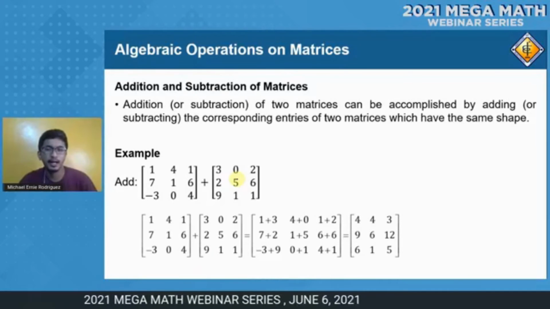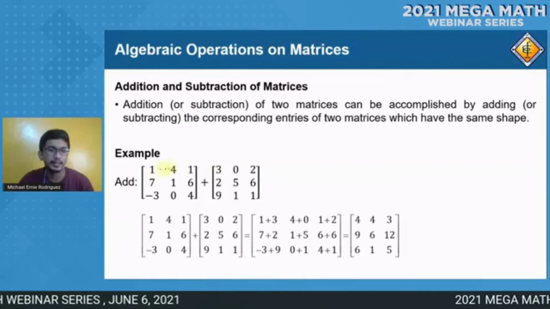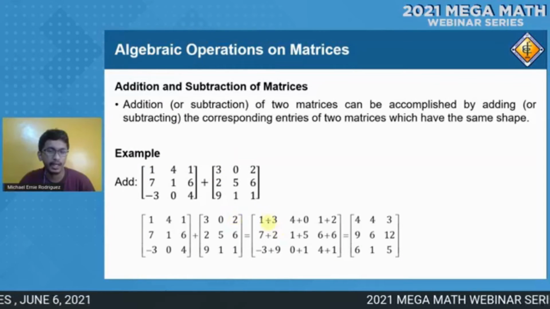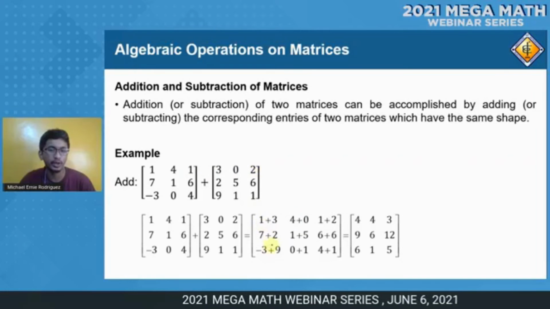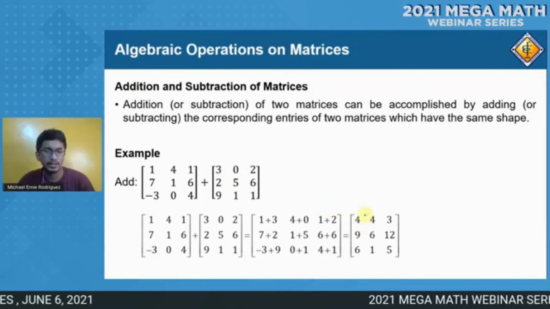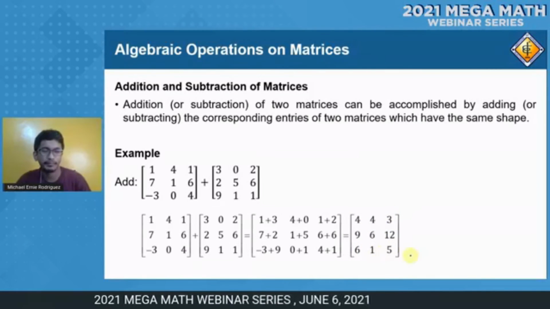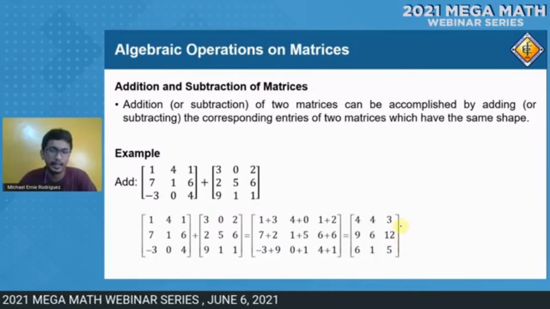So this is, add natin yung corresponding entries. So 1 plus 3, so ayan, 4 plus 0, and then 1 plus 2, and so on. So we add the same, pare-parehas, yung kanyang corresponding entry sa kabila. So add mo yon. So we have our answer, ito yung ating answer. So we have 4, 4, 3, 9, 6, 12, tsaka 6, 1, 5 as elements ng ating matrix.